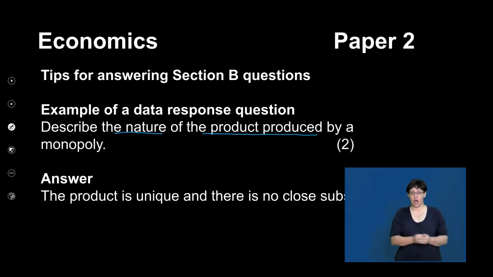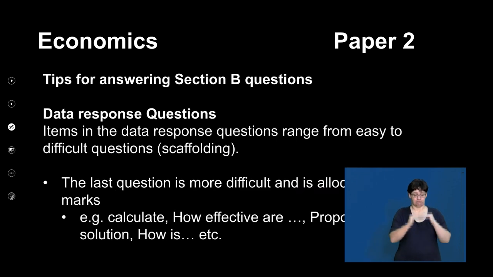Right, let's look at the answer. The product in a monopoly is unique as it does not have close substitutes. I'll repeat again, boys and girls, your answer should be a full sentence. Don't just write unique, because it's a moderate type of question. Let's continue. As we're continuing with our data response, now we are looking at easy to difficult.